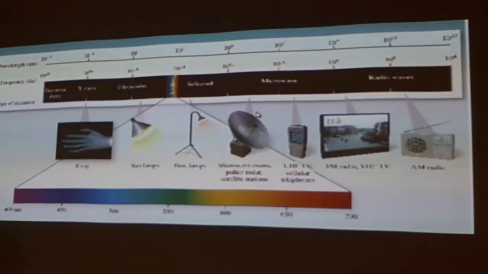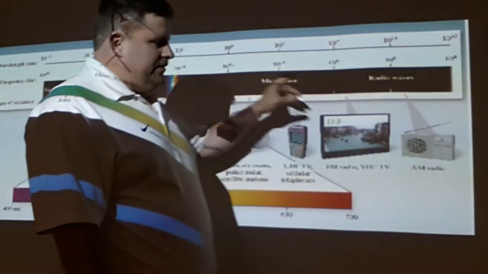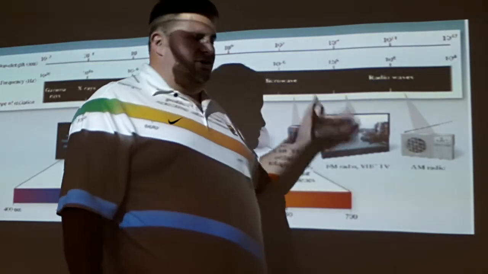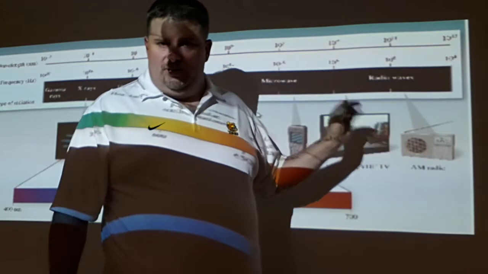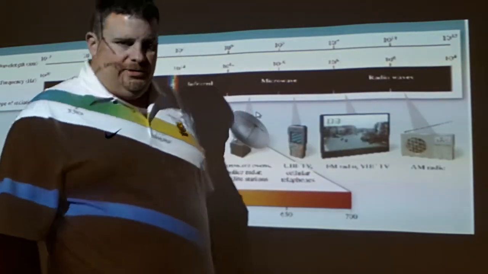All right? Then we get down here to radio waves. Okay? Things like AM radios or television. The stuff that we use for entertainment, music purposes. All this stuff's down here in the radio frequency.